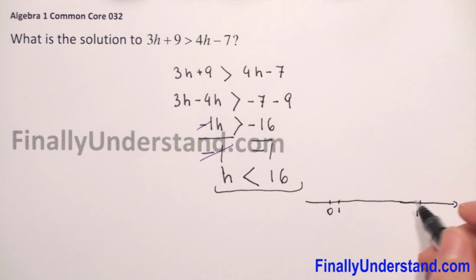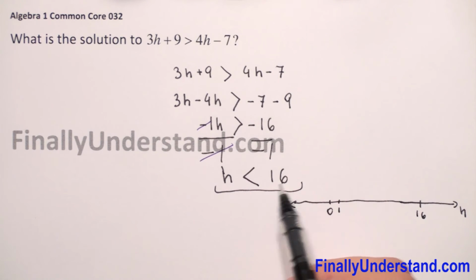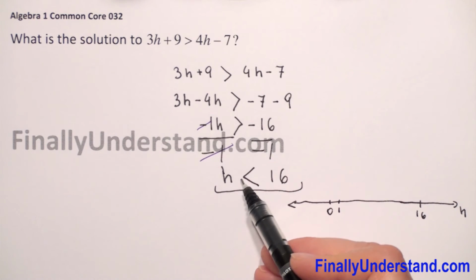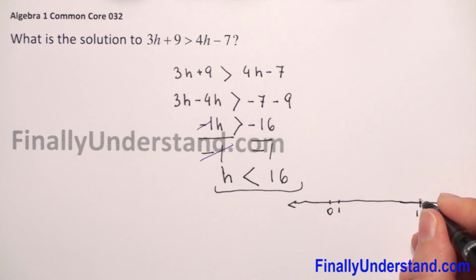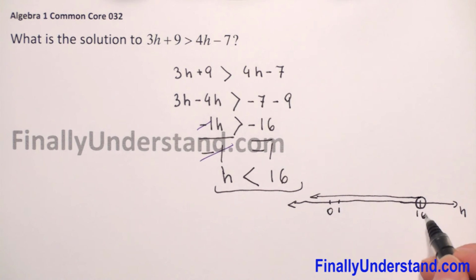For example, here we have that h is less than 16. And because we have a less than sign, it means that 16 doesn't belong to our solution. And the solution will go to the left. The numbers less than 16 we have on the left side. From 16 on the right we'll have numbers greater, 17, 18 and so on. So the solution is on the left side of our 16, and 16 doesn't belong to our solution.